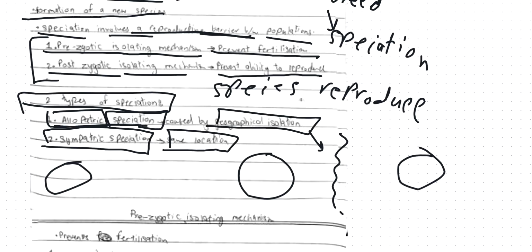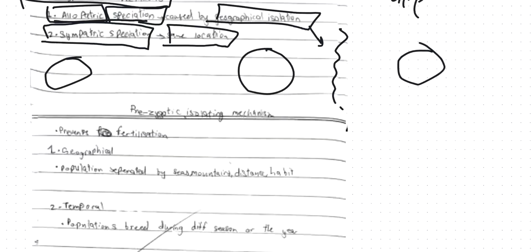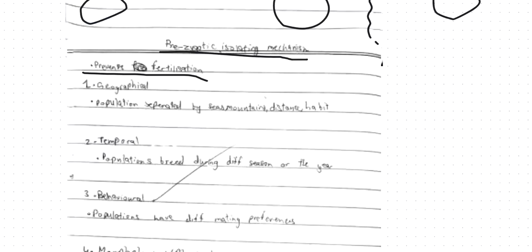Allopatric happens at two different locations. So let's talk about the reproductive barriers that the species have. The first one is pre-zygotic isolation. Remember, this happens before fertilization. It can be due to a number of reasons.